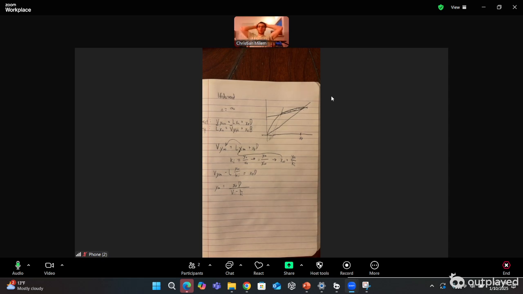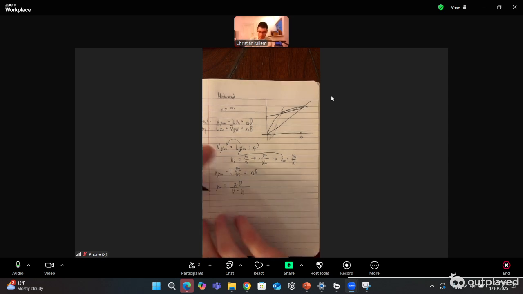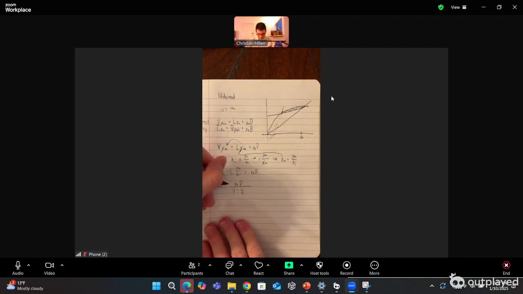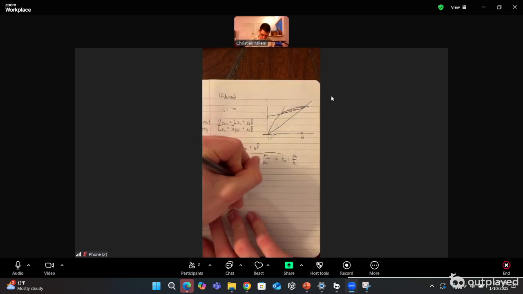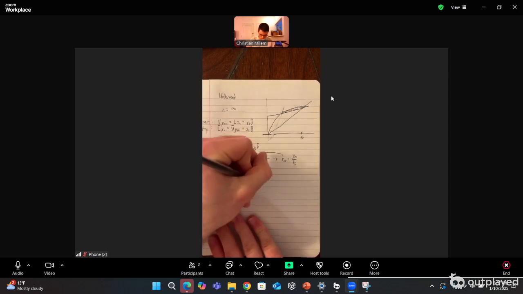All right, so what we can do here is take the summation of these, so sum each side, and we know that the summation of our vapor mole fractions simply equals 1. So that equals 1.